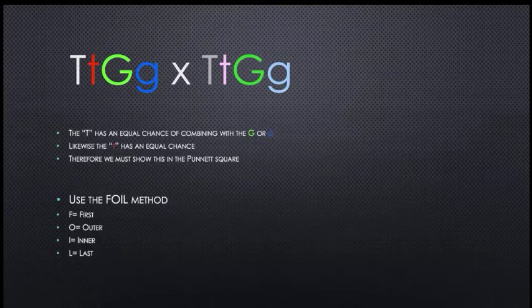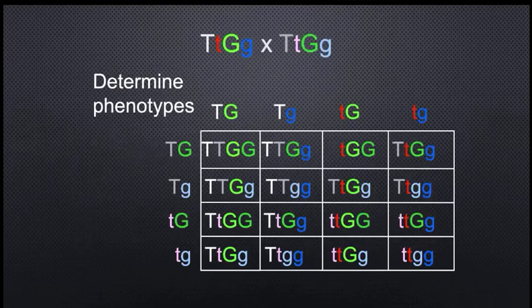To represent this accurately, when we set up our dihybrid crosses, we use the FOIL method. FOIL stands for first, outer, inner, and last. And we use our parental genotypes to set up the top lines and sides of our Punnett square. Once completed, we can compare the genotypic and phenotypic ratios, just like in our smaller monohybrid crosses.